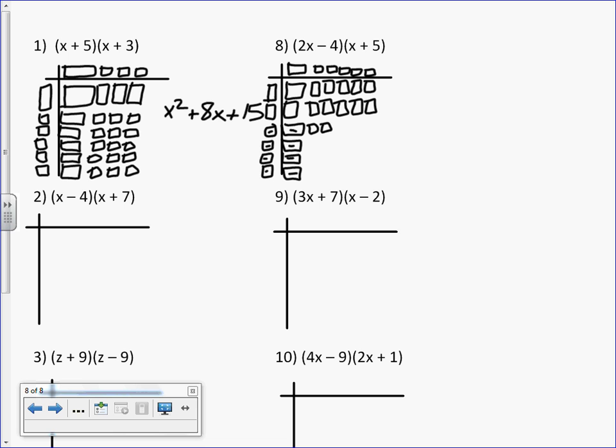So you get to write out 20 of these, and they are all going to be negative.